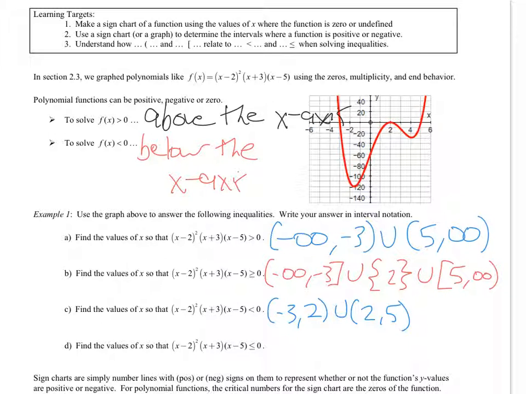And then for the last part, find the x values where it's less than or equal to 0. Then we want to include that negative 3. We're also going to include the entire stretch, like 2 is part of that now. It equals 0 at 2. So I'm going to include all of that. I'm going to go all the way to 5 and include the 5. So there's a variety of things that we could answer with that equation.